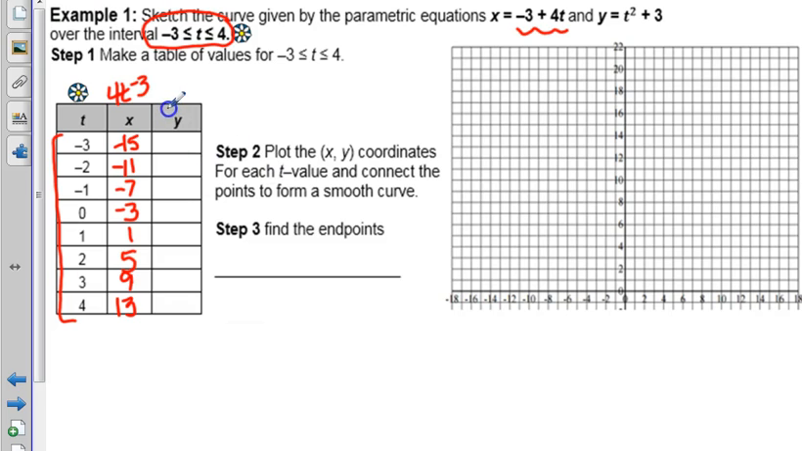Now the y rule says to take t squared and add 3. So square this and add 3 and we'd get what? Now we're not using the x at all, we're using this t. So negative 3 times negative 3 is 9, plus 3 is 12. Negative 2 squared is 4, plus 3 is 7. What about negative 1? 0. Positive 1. Positive 2. Yep. 3 squared is 9, plus 3 is 12. 16 plus 3 is 19.